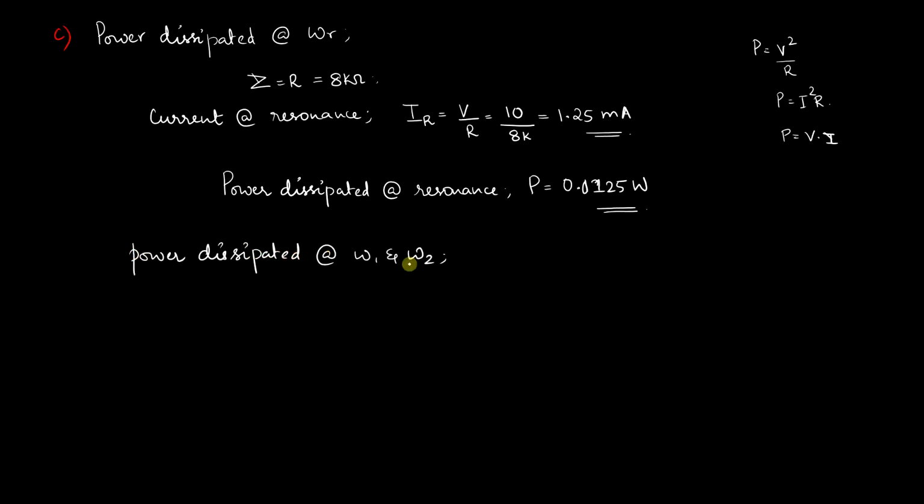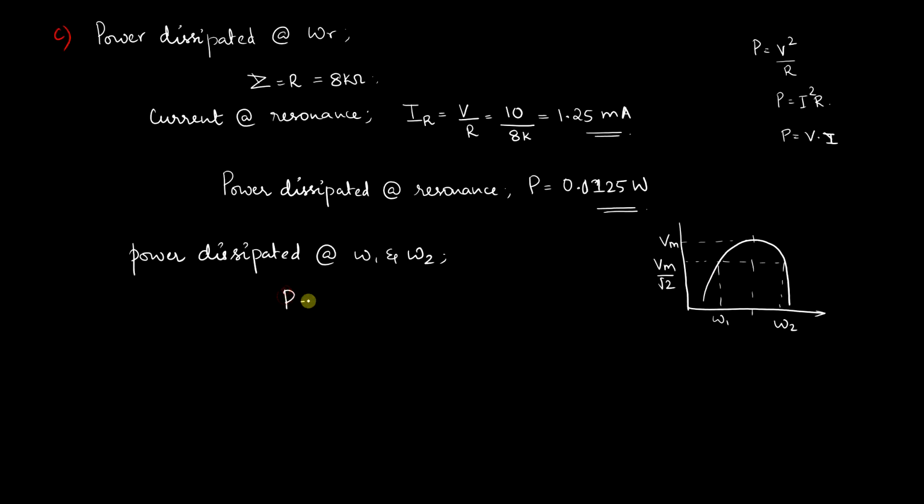Okay, next we have to consider what is the power that is dissipated at omega 1 and omega 2. Here in this case, remember, they have asked us the power dissipated at omega 1 and omega 2. Those are half power frequencies, right? Omega 1 and omega 2 are half power frequencies. So here in this case, how do you compute? If you remember the frequency response curve, omega 1, omega 2. This is Vm. This is Vm by root 2. So power dissipated at omega 1 and omega 2, that is half power frequencies.